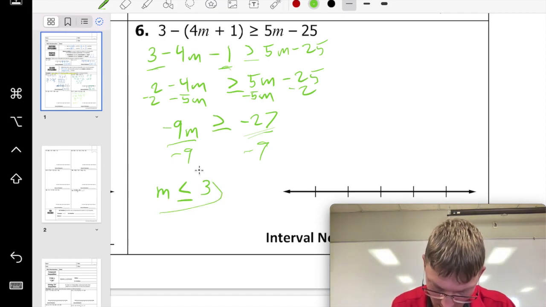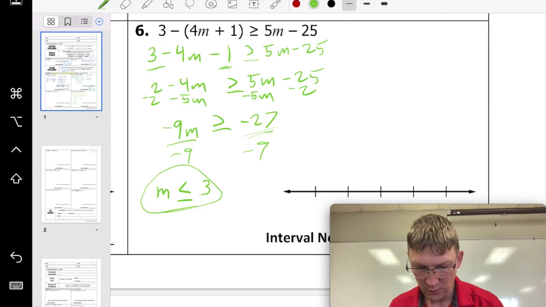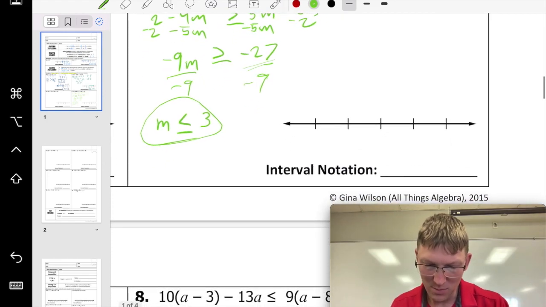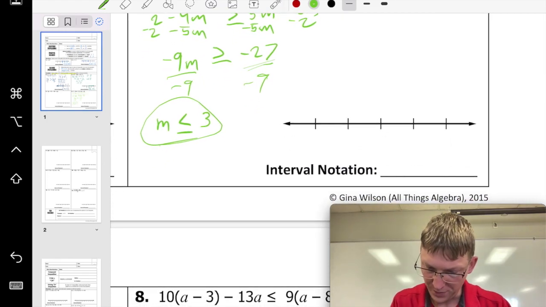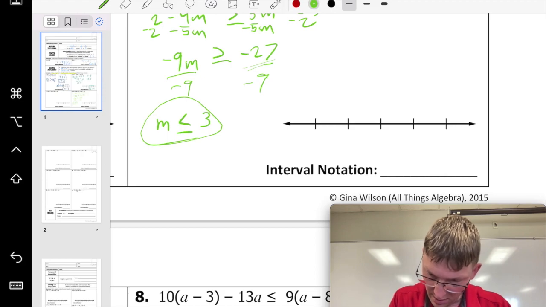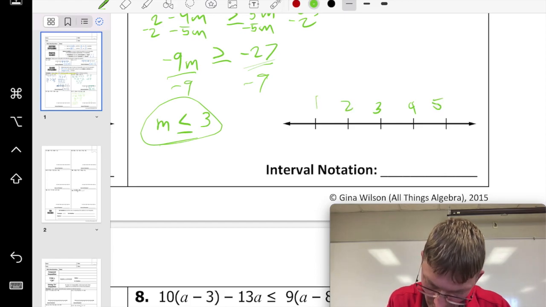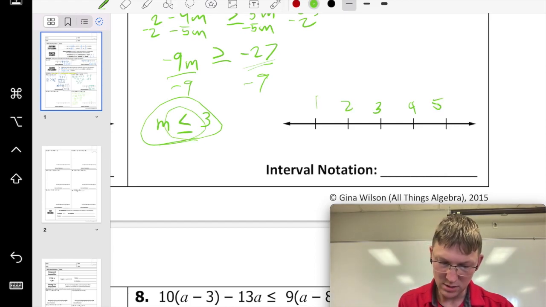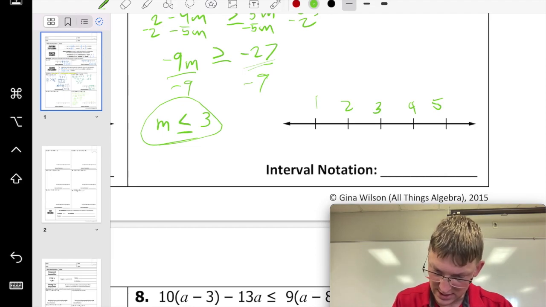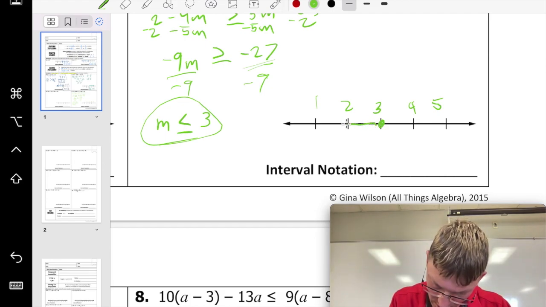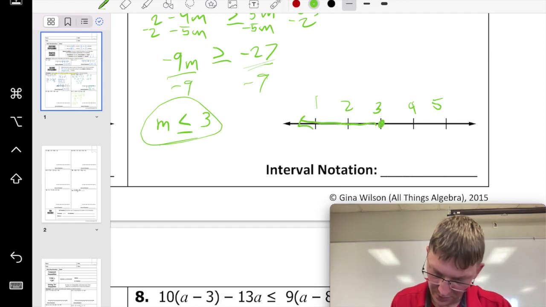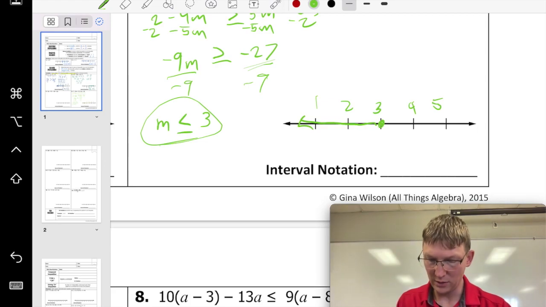Anyway, here's our answer. So if we're going to graph that answer out, m is less than or equal to 3. Oh, geez. I hate making these number lines. 3, 4, 5, 2, 1. Sure, why not? Less than or equal to means we're using a solid dot. And m is less than or equal to, so it's going to be looking something like that.